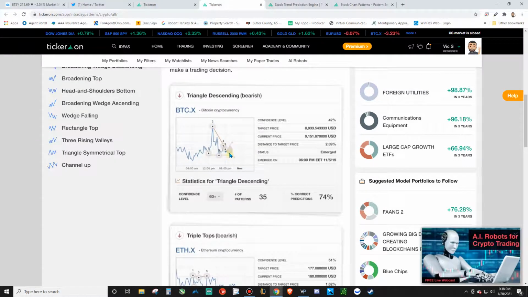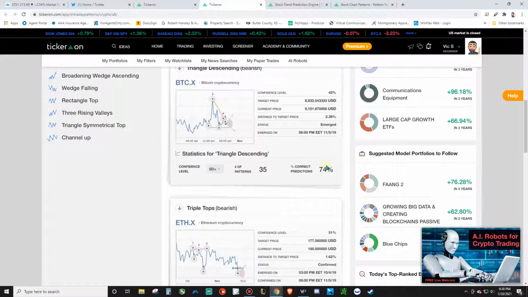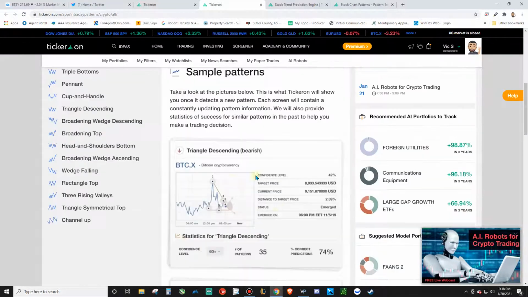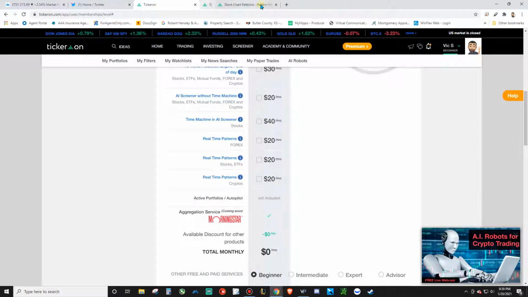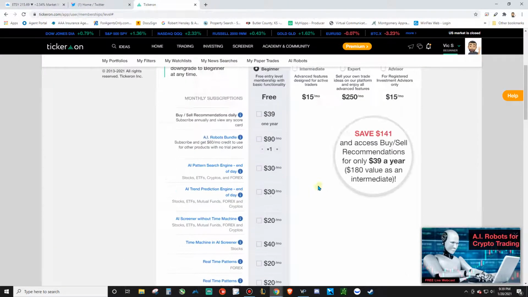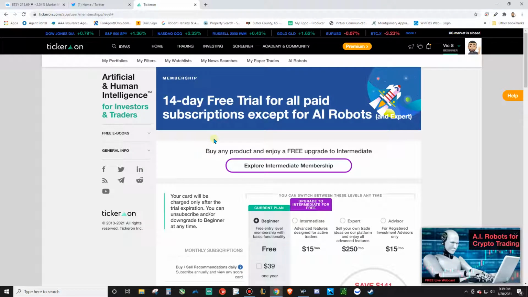I mean, you can basically just say, okay, we got this nice little pattern generated, triangle descending correction, and it gives you how often this is right, and you just come in there and you can just trade it. So very cool. If you know how to trade those kind of things, with the stop and the right size amount, you could probably do pretty well.